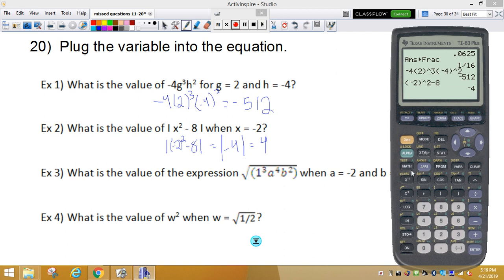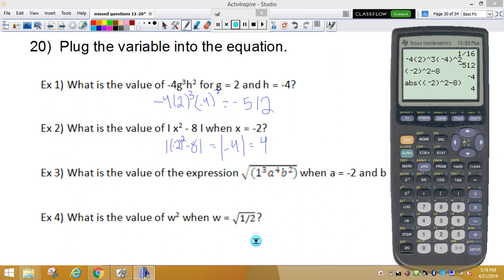Let me show you how we could have just typed the whole thing in our calculator. Second 0, absolute value is the very first one, that ABS. So I'm going to hit enter. Now, if you have a different calculator, sometimes the actual bars will come up. It just depends on what kind of calculator you have. So we would type in negative 2 to the second minus 8. And we get positive 4. Okay? So example 2, the answer is positive 4.